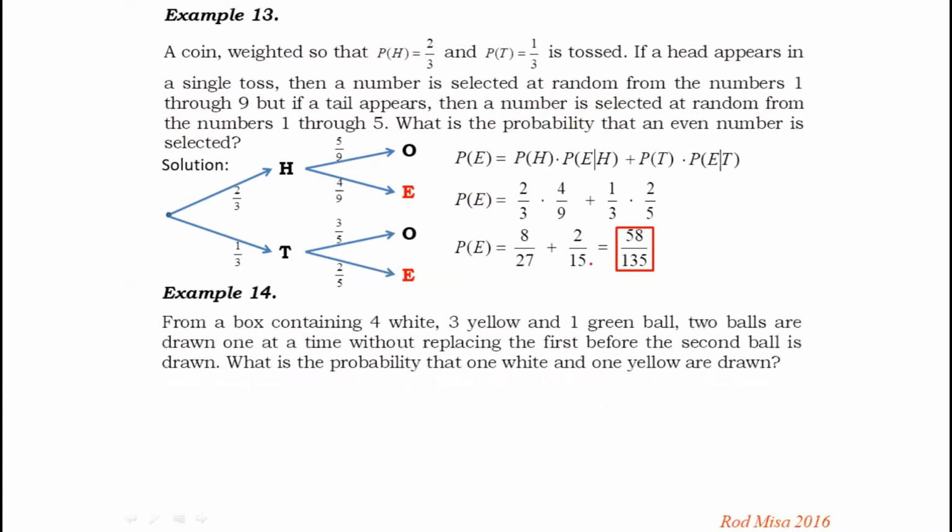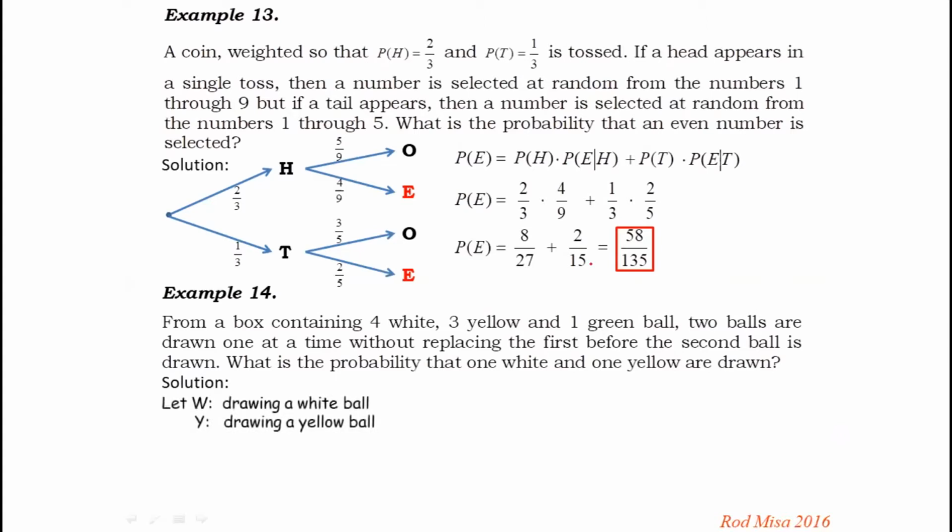Now, let's proceed to our next example here. From a box containing 4 white balls, 3 yellow balls, and 1 green ball, 2 balls are drawn one at a time without replacing the first before the second ball is drawn. What is the probability that 1 white and 1 yellow are drawn here? So, here, let us represent the events.